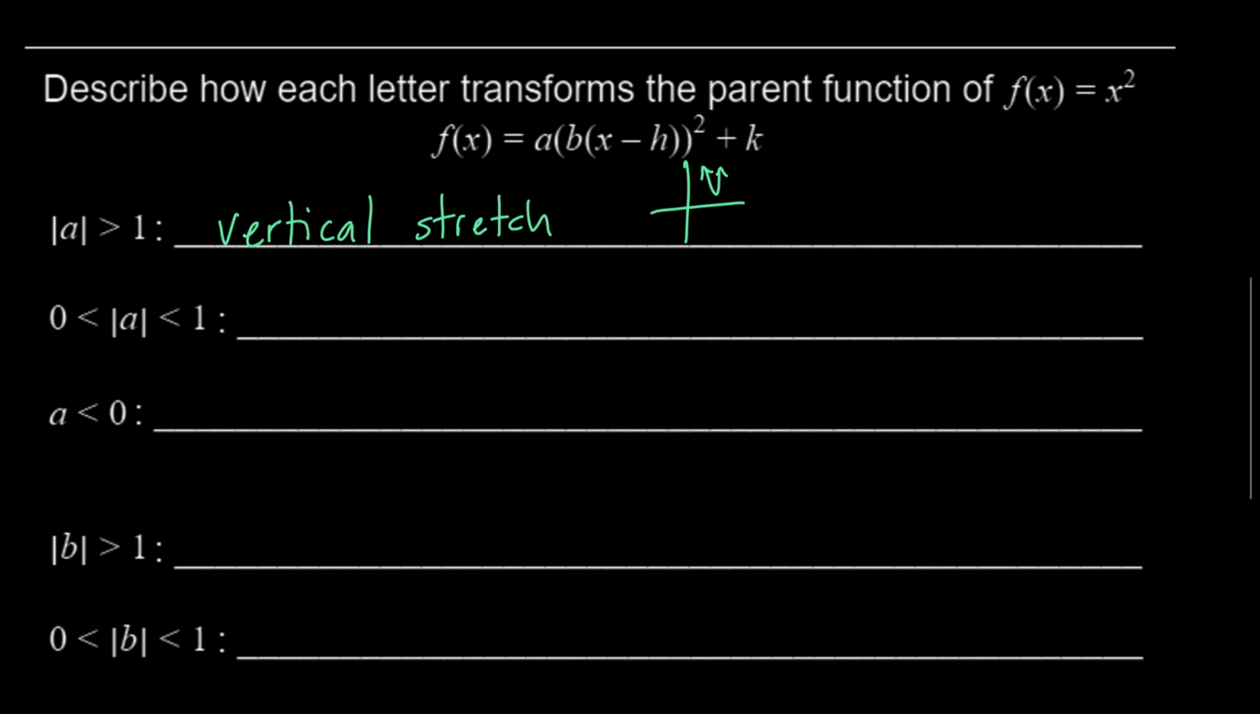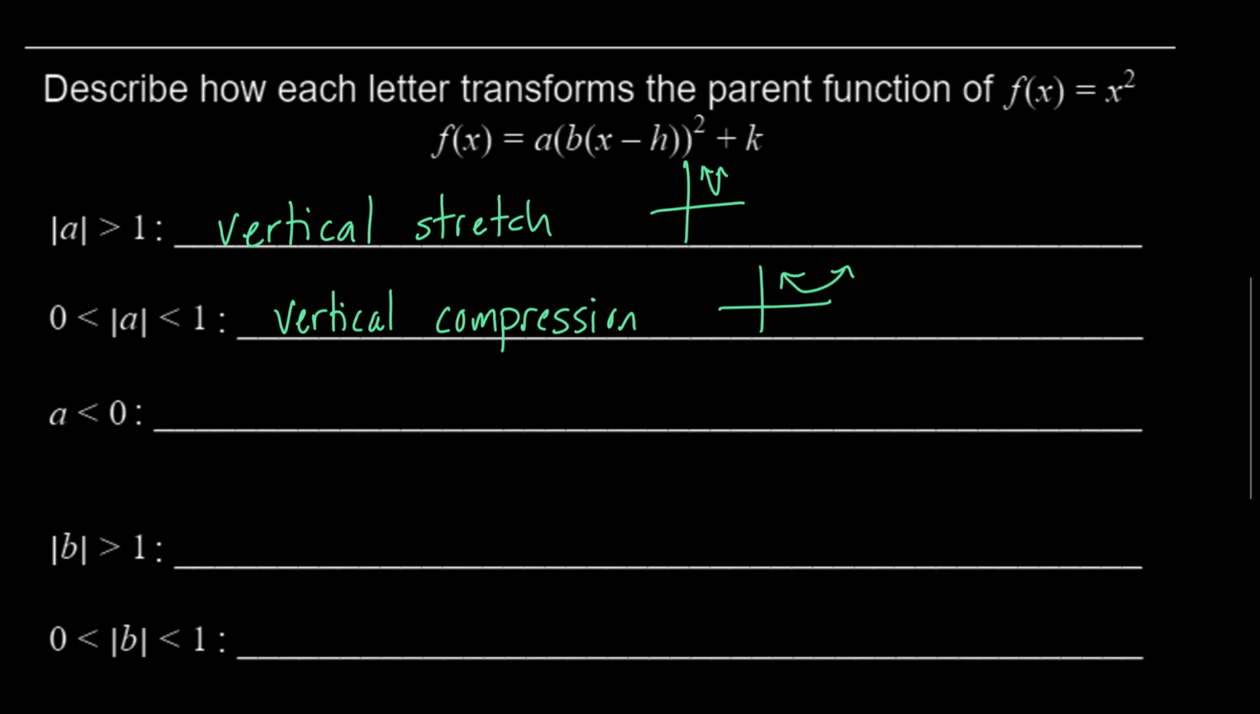If A, the absolute value of A, is between 0 and 1, meaning it's a fraction, is it a stretch or compression? Compressed. So it's a vertical compression, meaning the graph is what? Wide or skinny? Very wide. So our vertical, that means up and down. If it's stretched, it gets really skinny. If it's compressed, it's getting fatter.